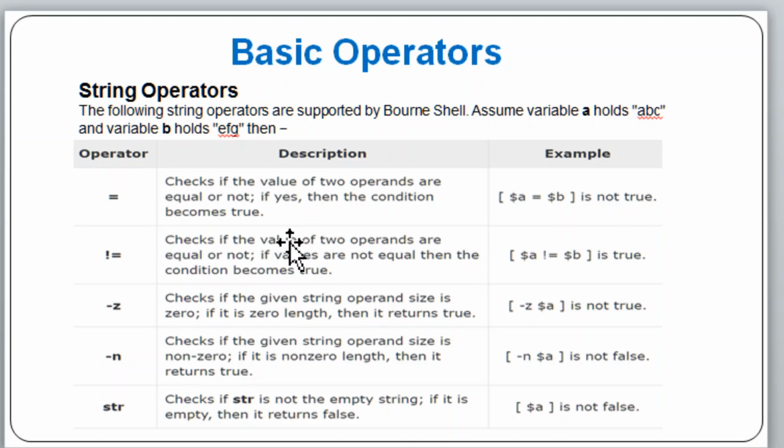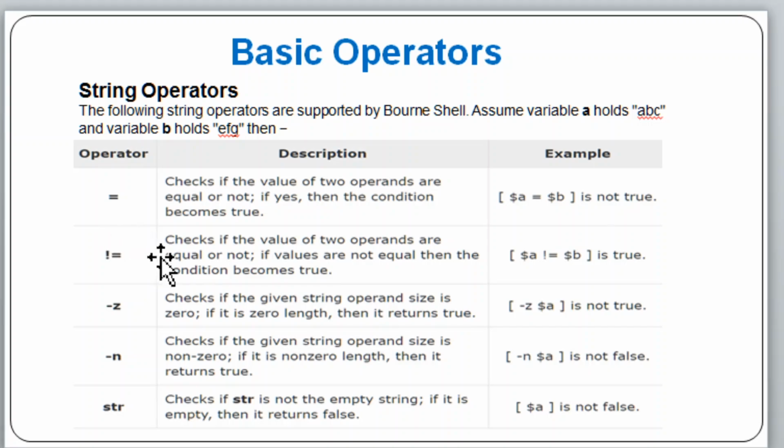We also have string operators. So the following string operators are supported by the Bourne shell. Let's assume variable A holds ABC and variable B holds EFG. Okay? Remember, guys, these are string operators, not integer. So strings are words, right? So we have the equal sign. So it checks if the value of the two operands are equal or not. So ABC equals EFG. Well, this statement is true.